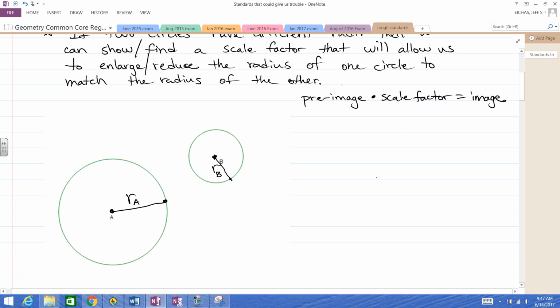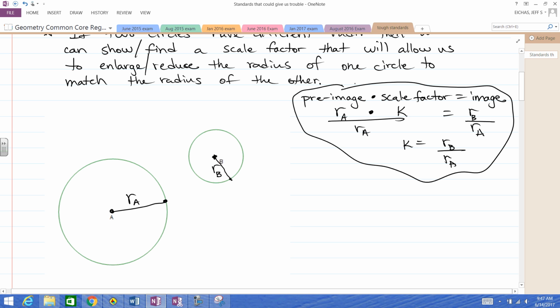I use that consistently. If I don't know the scale factor, I don't adjust the formula, I just leave it. I'll substitute whatever the pre-image is. If I don't have a scale factor, I'll call it K. I don't know why I use K, that's just what is accepted. And the image is, I want it to turn into the same as the radius of B. Now again, if I'm solving for the scale factor, I'll simply apply some algebra. Divide both sides by the radius of A, and there's my scale factor. It's going to be the radius of B over the radius of A.